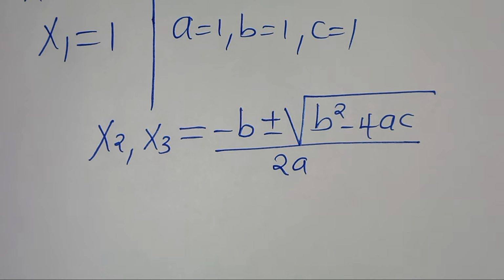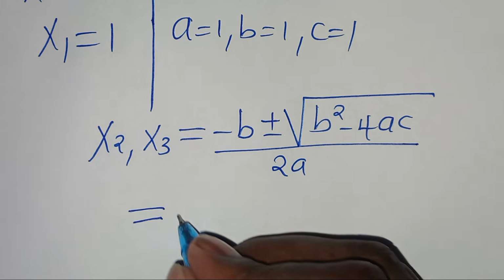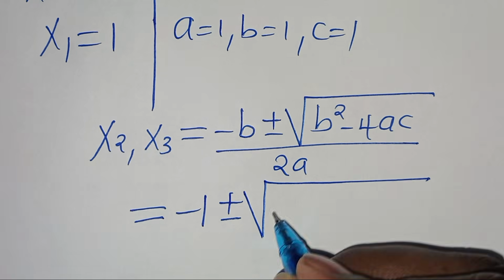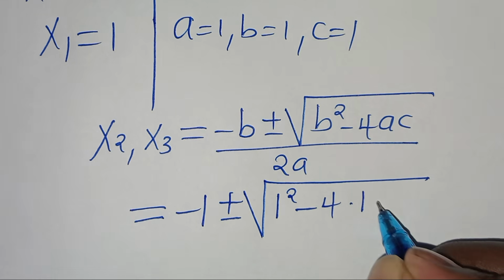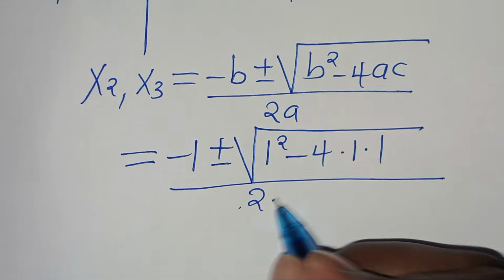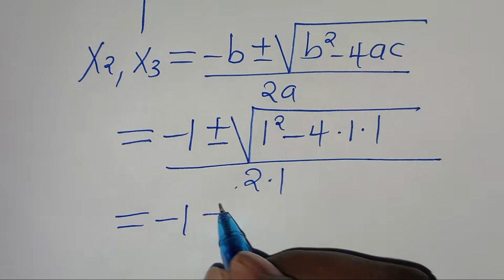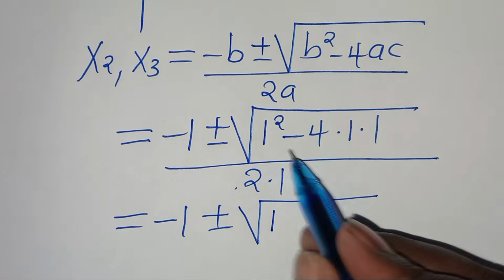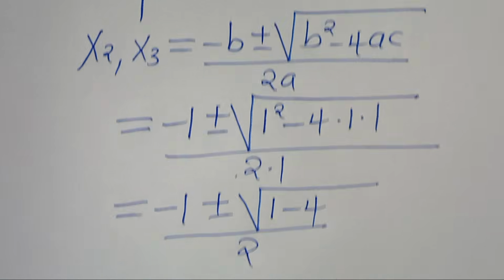Let's substitute the values of a, b, and c in this formula here. So this is minus 1 plus or minus the square root of 1 to the power of 2, subtract 4 times a, which is 1, then times c, which is 1, everything here divided by 2 multiplied by 1. So that now we have minus 1 plus or minus the square root of 1 squared is 1, minus 4 times 1, this is minus 4, then divided by 2.